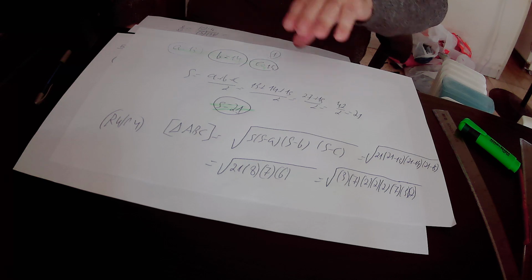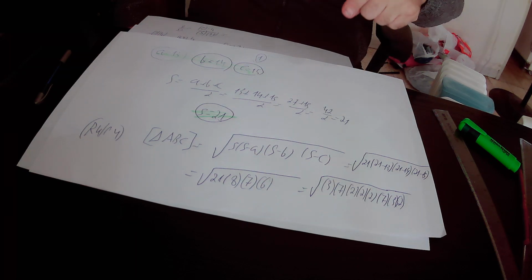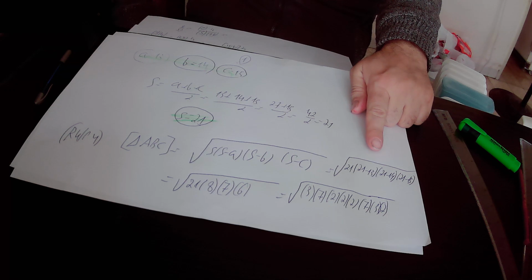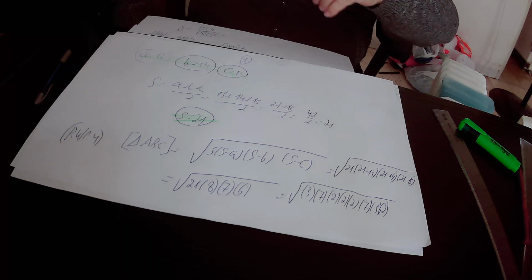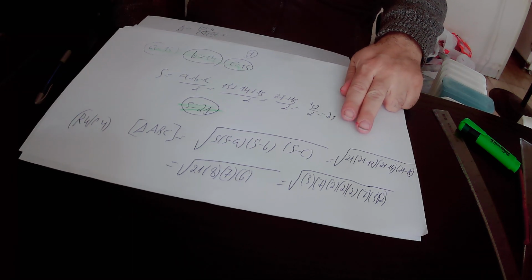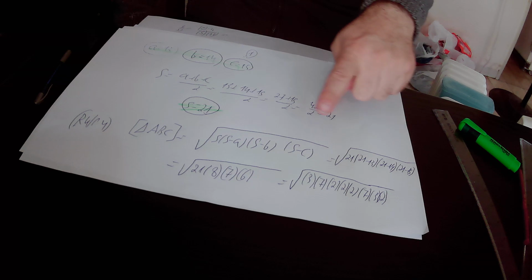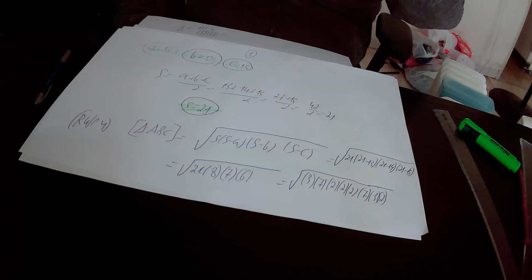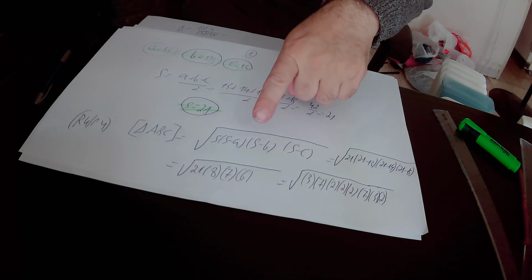And the area of this triangle ABC, according to the new rule number 4, equals the square root of S times S minus A times S minus B times S minus C. So the area equals the square root of S is 21, S minus A is 21 minus 13, S minus B is 21 minus 14, and S minus C is 21 minus 15. So the area of the triangle ABC equals 21 times 21 minus 13 is 8, times 21 minus 14 is 7, times 21 minus 15 is 6. So the area of triangle ABC equals the square root of 21 times 8 times 7 times 6.